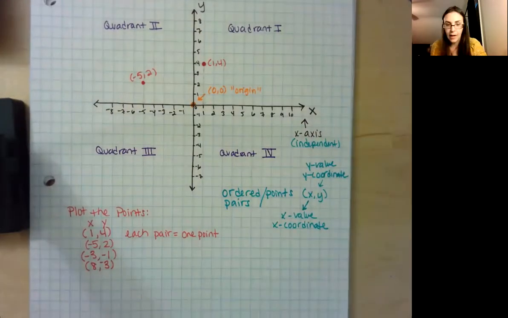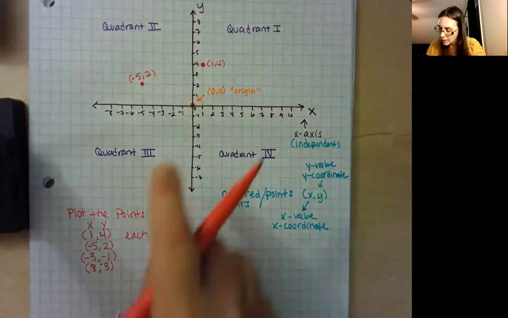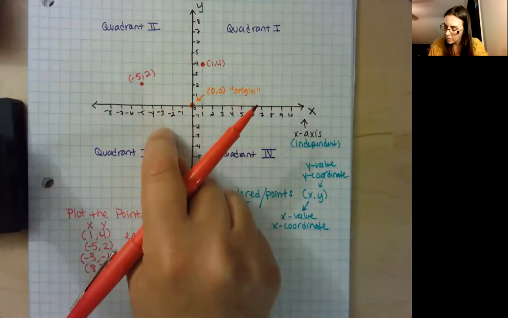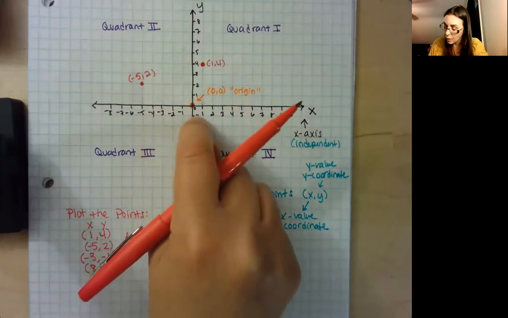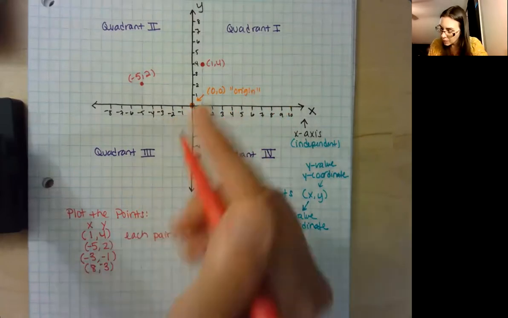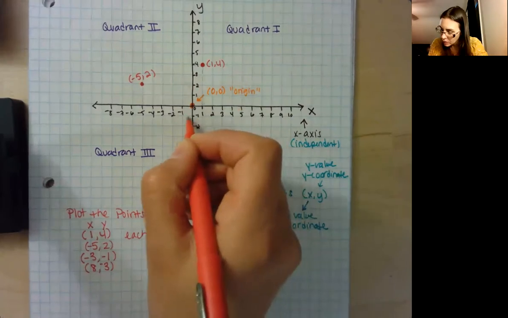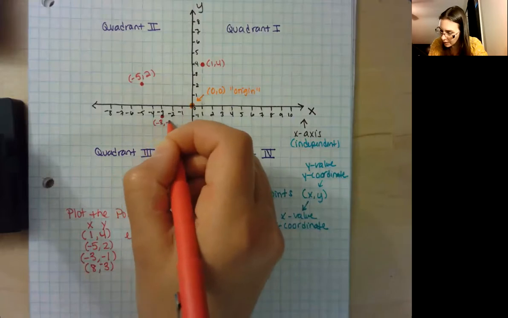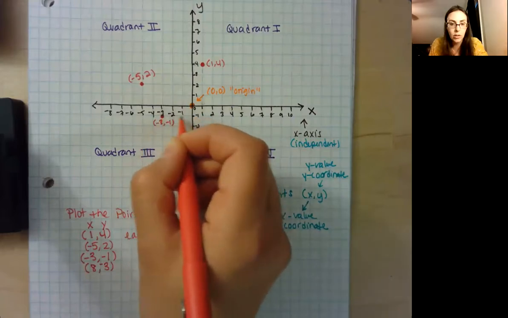Let's do -3, -1. So our x value is -3. Now our y value here is -1. So we're going down 1, right? It's right here on the y-axis, excuse me. It's a little hard to read, but the -1 is at that first line. So it's going to be right here. So that's -3, -1. And again, you can see it matches up in both directions.